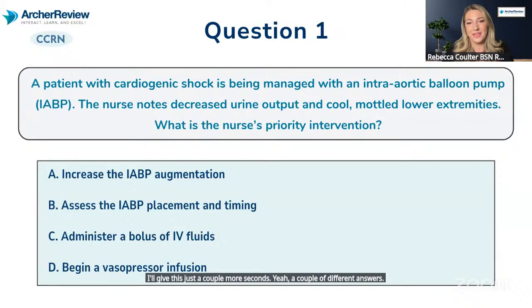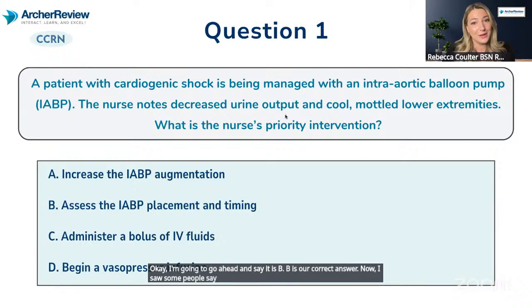Okay, I'm going to go ahead and say it is B. B is our correct answer. Now, I saw some people say C, which I don't blame you for at all. And that's why we're going to spend some time talking about the right answer.